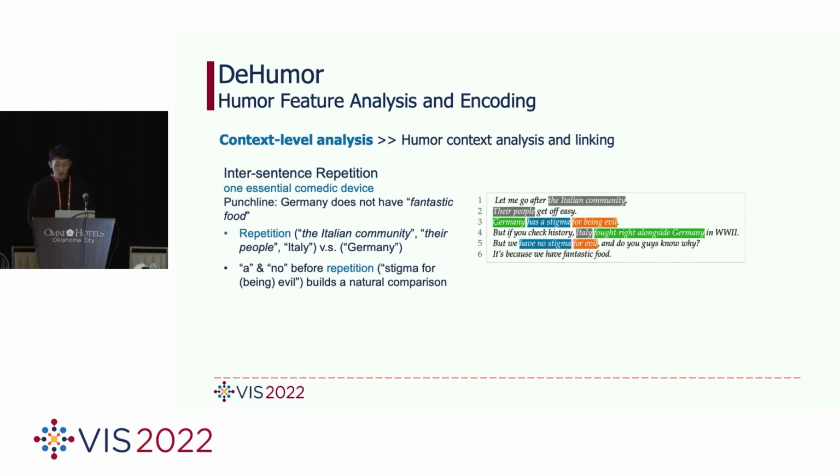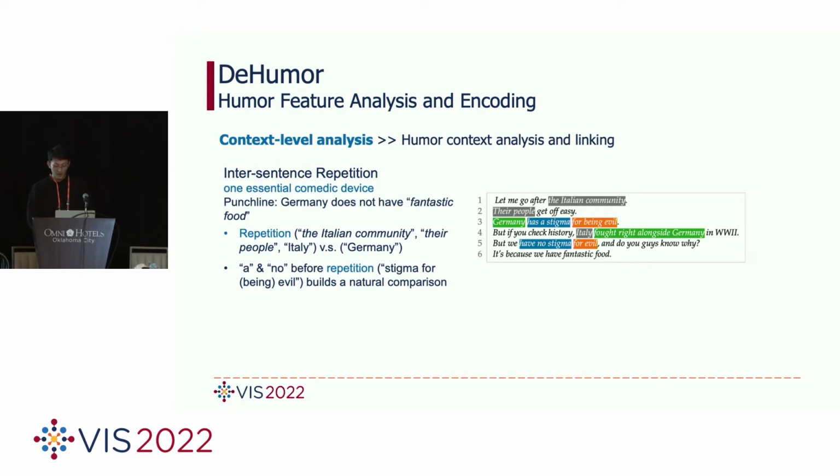To reveal the relationship among build-ups of a punchline, we target one essential comedy device, that is repetition. For example, the punchline sentence number 6 tells that Germany does not have fantastic food. The repetition of Italy and Germany in the context emphasizes the speaker's main focus of comparison. Different modifiers and "no" before the repeated stigma for being evil highlight the opposite repetition of Italy and Germany after World War II. The comparison is carried on in revealing the punchline, implying that German food is worse than Italian food.